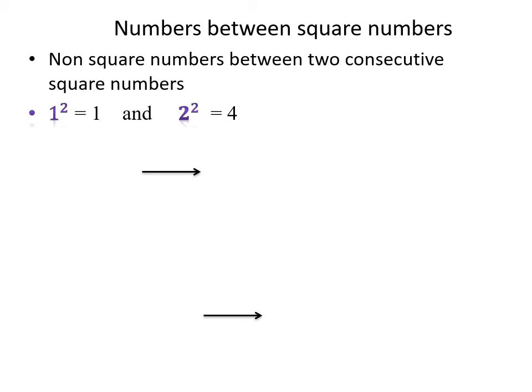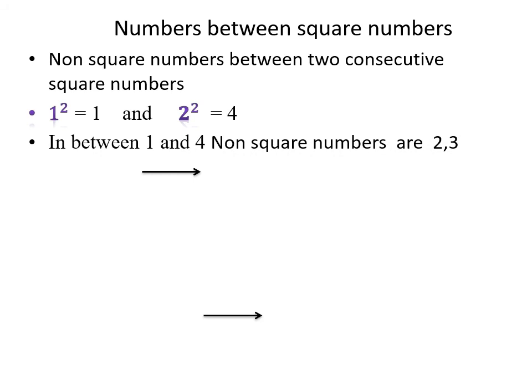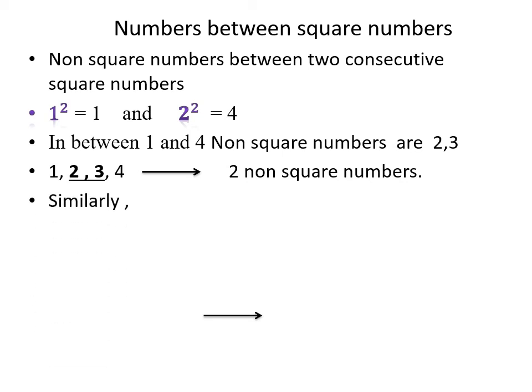Now we are taking the consecutive numbers 1 and 2. So 1 square is 1 and 2 square is 4. In between 1 and 4, the non-square numbers are 2 and 3. See here, 1, 2, 3, 4. 1 is a perfect square, 4 is a perfect square, and 2 and 3 are the non-square numbers. So how many non-square numbers are there? There are 2 non-square numbers.